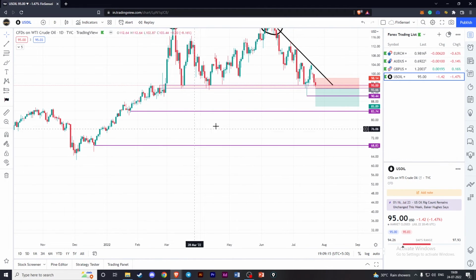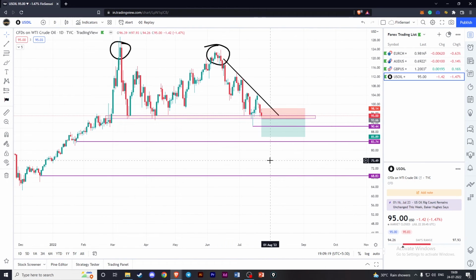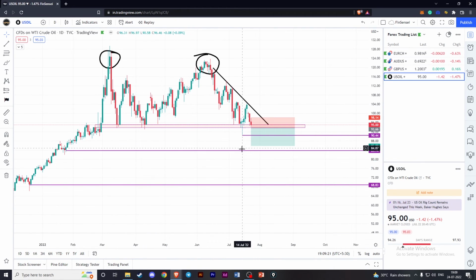and our ultimate target should be around 68. The 68 target may not be reached within a week. We might need to wait for at least 2 weeks for that, but this is a very possible target for 1 week itself. So that will be all for this week.